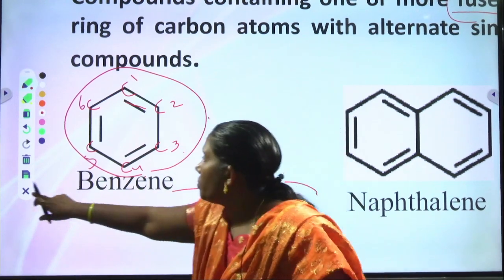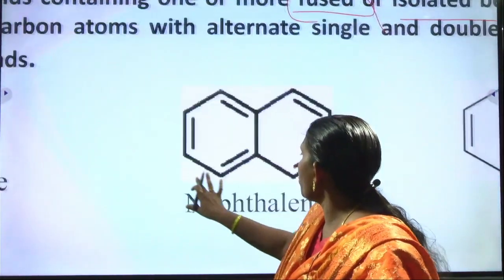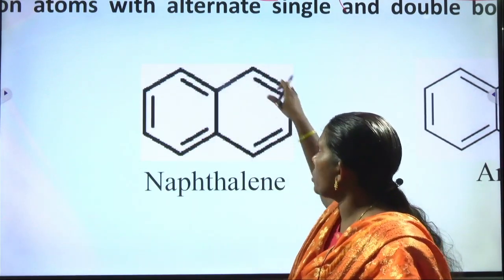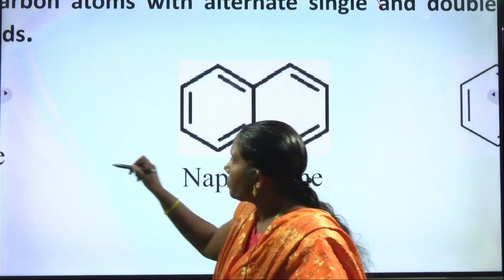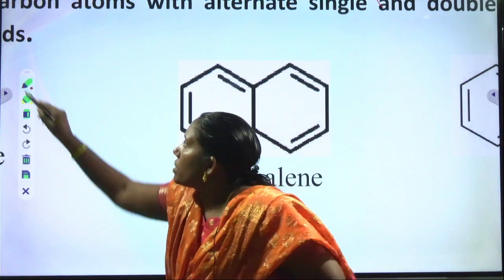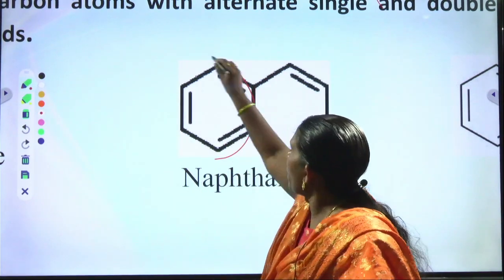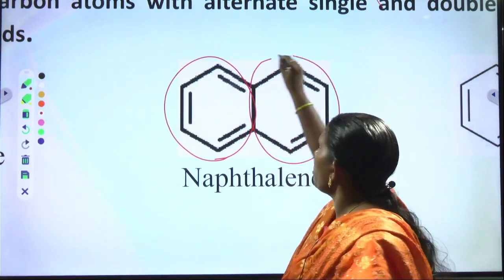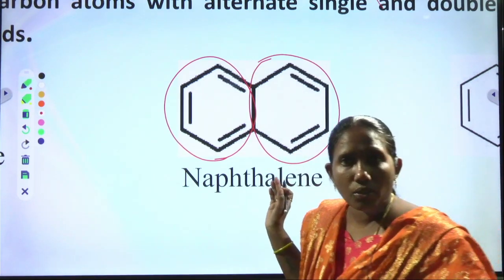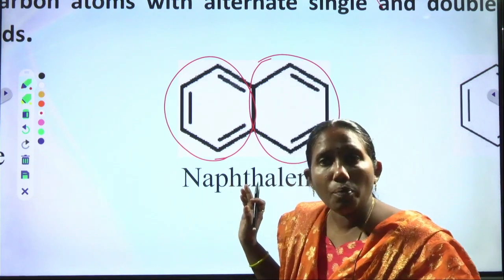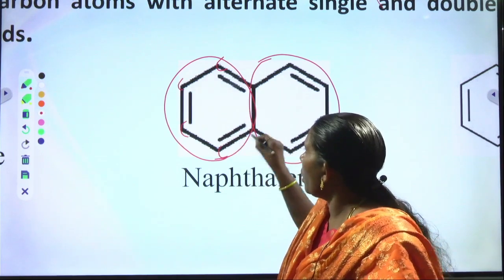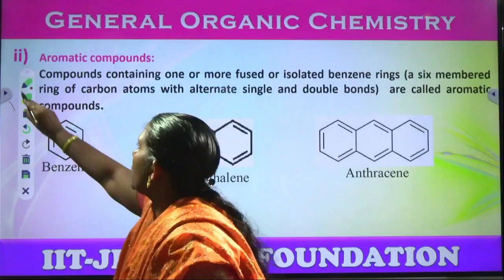So here, if you observe this one, naphthalene, these are two benzene rings. This is one benzene ring, and this is another benzene ring. So this is called naphthalene, two benzene rings. This is also one of the aromatic compounds. Aromatic homocyclic means all are carbons only. If you see, all are carbons only, no other heteroatoms.